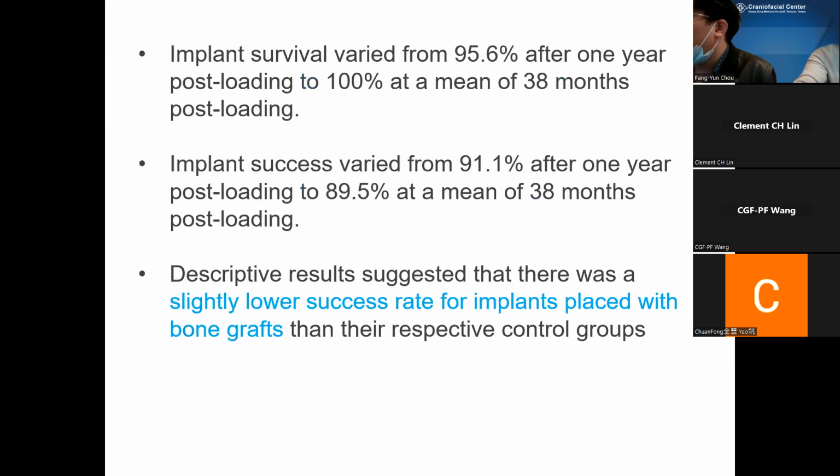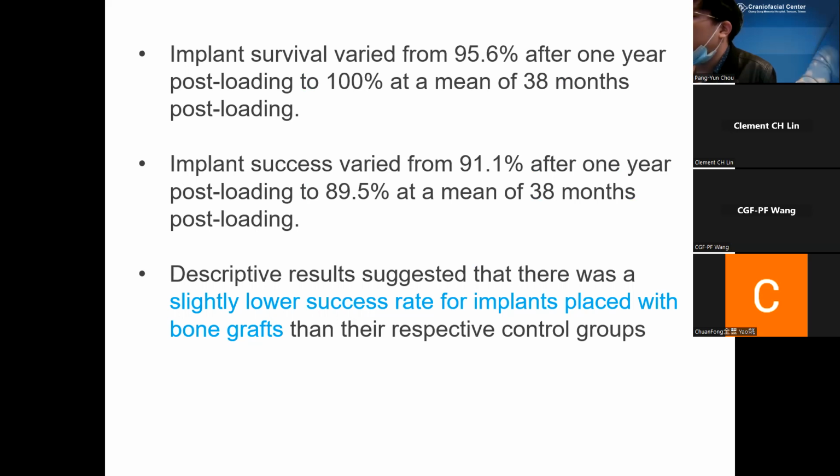The implant survival varied from 95.6% after 1 year post-loading until 100% at 38 months post-op. And the success rate ranged from 91.1% after 1 year to 89.5% at 38 months. The descriptive results of the studies that we collected suggested that there's a slightly lower success rate for implants placed with bone grafts compared with the other control groups.